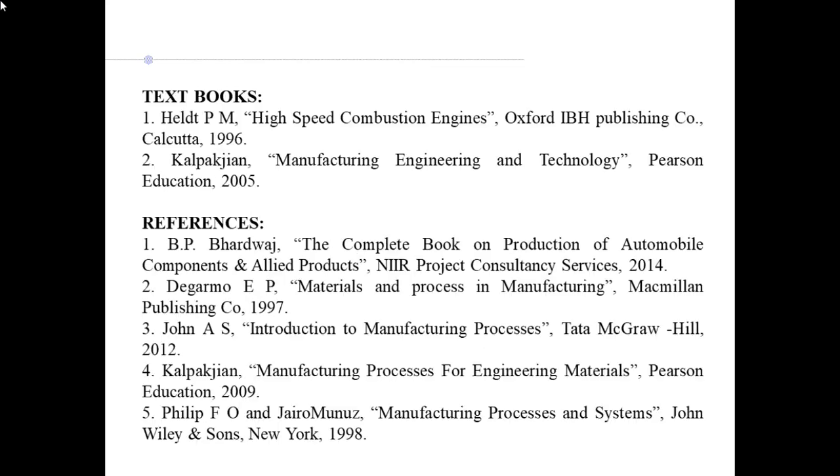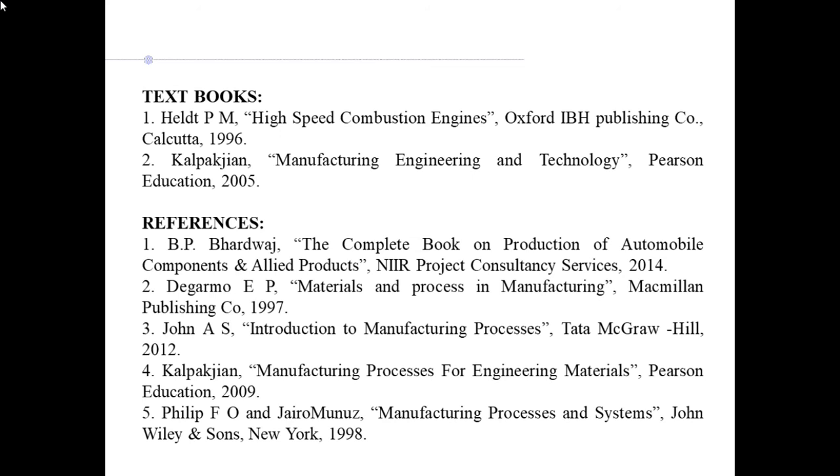Some of the textbooks. The first textbook will be High Speed Combustion Engine from Oxford IBH Publishing and Company, Calcutta 1996, written by the author Heldt P.M., and Kalpakjian, Manufacturing Engineering and Technology, Pearson Education.